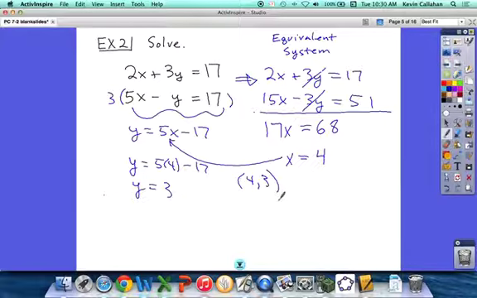Okay, you could check. I'm not going to write it down, but I will check. 2 times 4 is 8, plus 3 times 3, 9, is 17. Good. 5 times 4 is 20, minus 3, 17. So it checks.